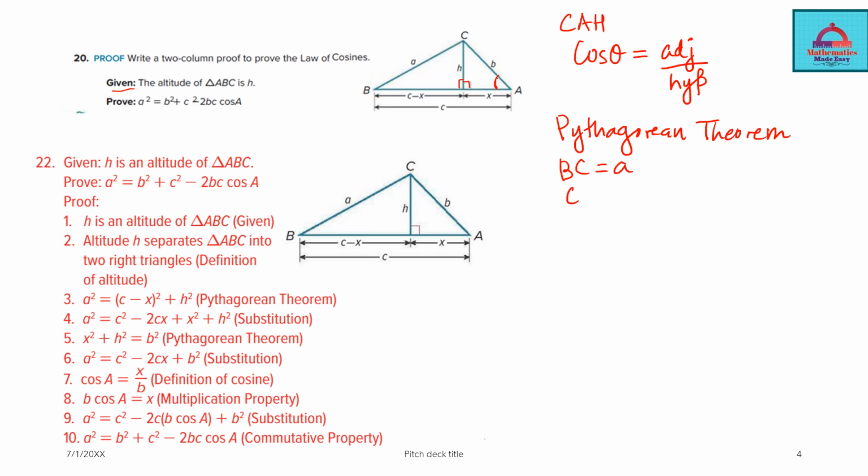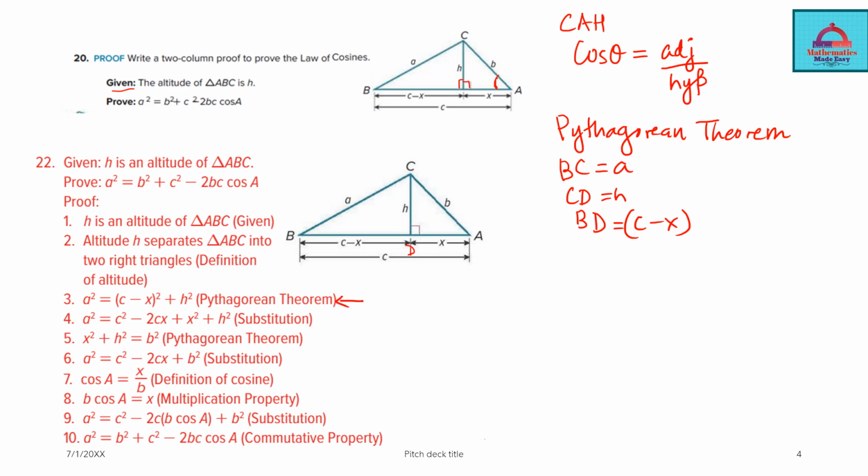The height is, let's make this point D, CD equal to h, and the third side is BD equal to c minus x. So if we have to apply Pythagorean theorem, then we would say the square of the hypotenuse, that means the square of a, that is a square, is going to be equal to the sum of squares of the other 2 sides.